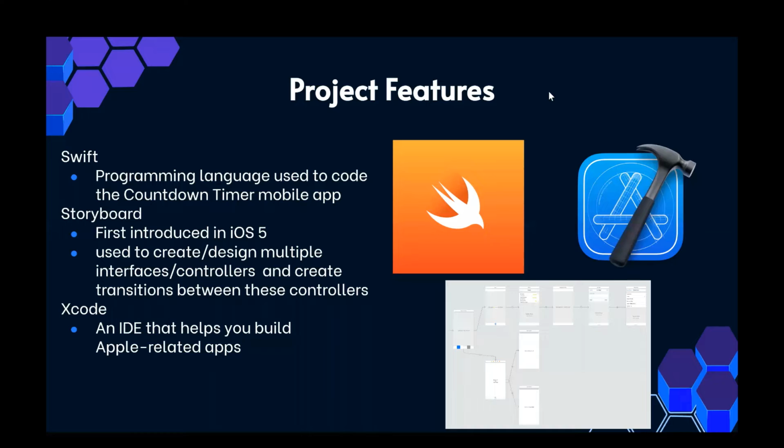So now I will be talking about our Swift project features. First and foremost, the programming language we used to code the Countdown Timer mobile app was the Swift programming language. We also used Storyboard, which helped with the user interface. Storyboard was first introduced in iOS 5. It is also used to design multiple interfaces and controllers, and it helps to create transitions between these controllers, which helps drastically with the coding. Another feature that we used was Xcode. Xcode is an IDE that helps you build Apple-related apps.